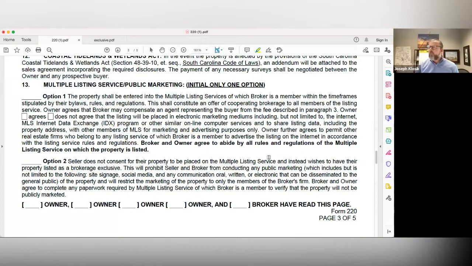The old rule, as of up until about a week ago, was when they chose option 1, at that point, you could wait as long as you wanted before you actually put it into the MLS, unless you did any sort of public marketing, which is addressed specifically here in option 1. It will go into the listing agreement. The broker, where it is here, it says owner further permits other real estate firms who belong to any listing service as a member to advertise a listing on the internet in accordance with the listing service. That's not what I was going for in this one. I was actually going for the clear cooperation, which is awkward because it is in here.